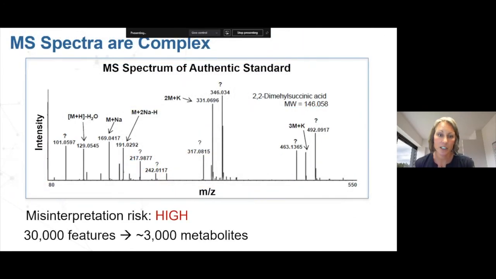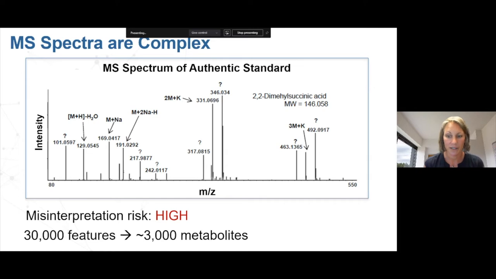So one of the first challenges we are faced with when trying to interpret our mass spec data as biological compounds is the complexity of the data. So we routinely detect maybe tens of thousands of different peaks in our data set. But everything I've talked about so far assumes or implies that each of the peaks we detect corresponds to a different metabolite. And this is in fact probably untrue.